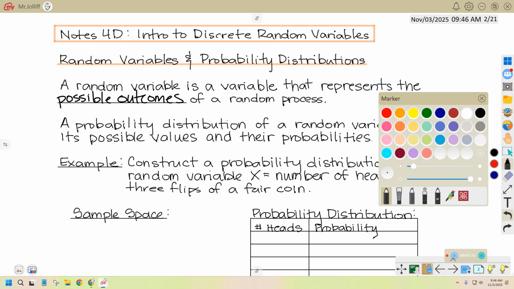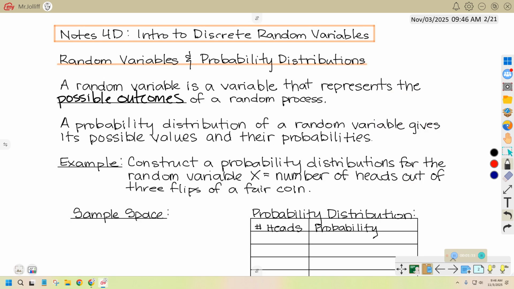Distributions, why does that say distributions? Because I'm a doofus, that's why. Shouldn't be there.